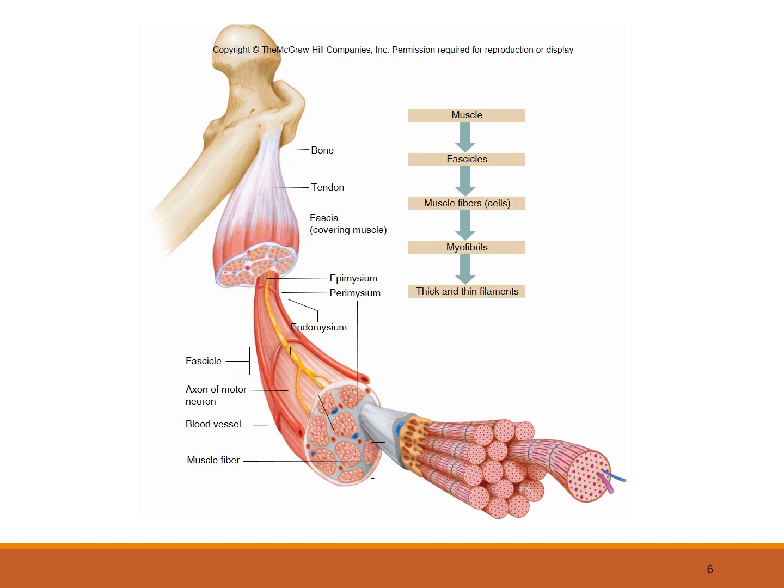So if you look at this diagram, you can see all the individual type of packaging that's involved, right? Which you have surrounding the individual muscle fiber. Muscle fibers are grouped together in fascicles. Groups of fascicles are combined together to form the entire muscle.